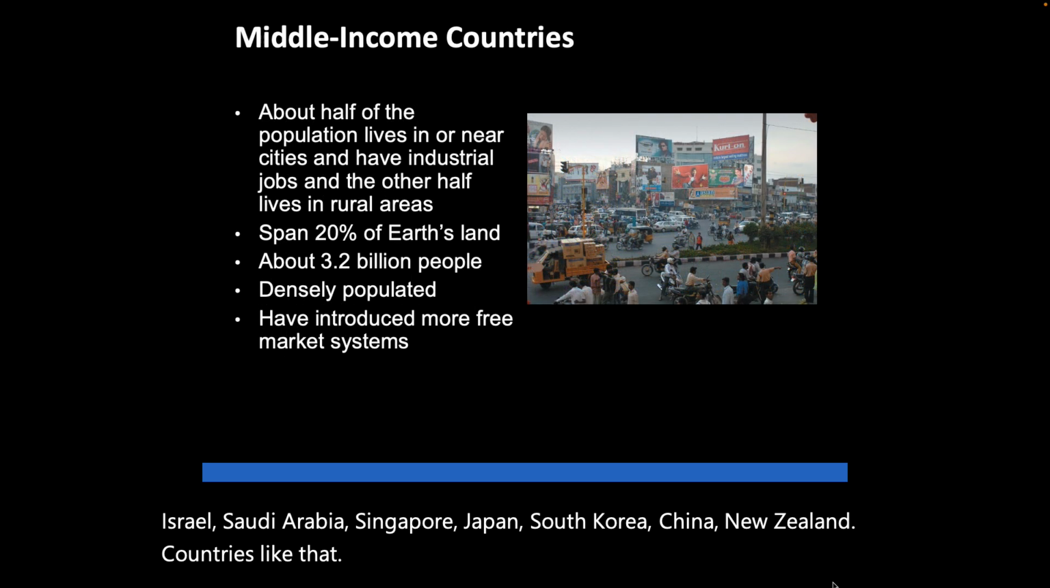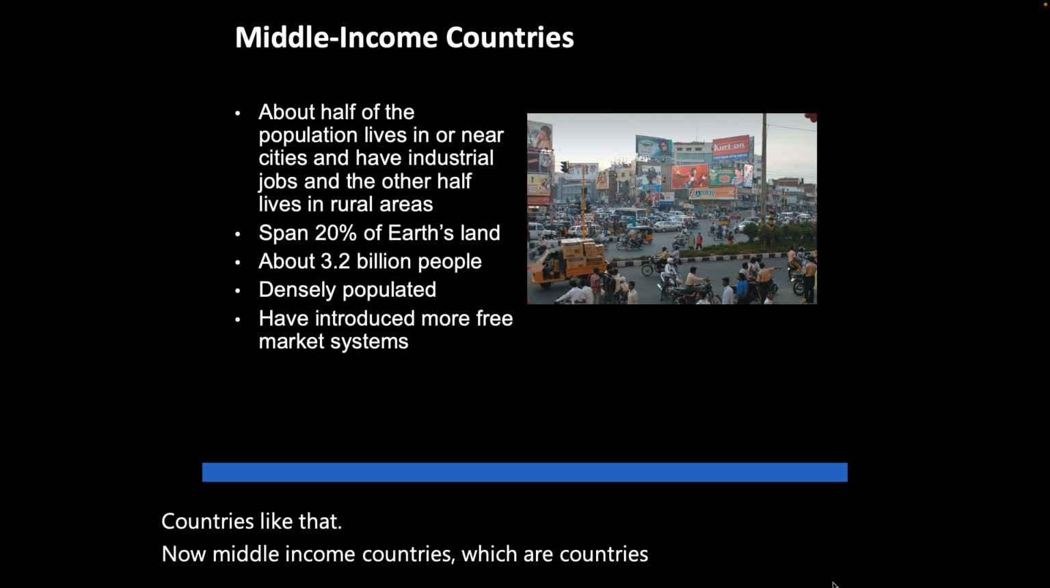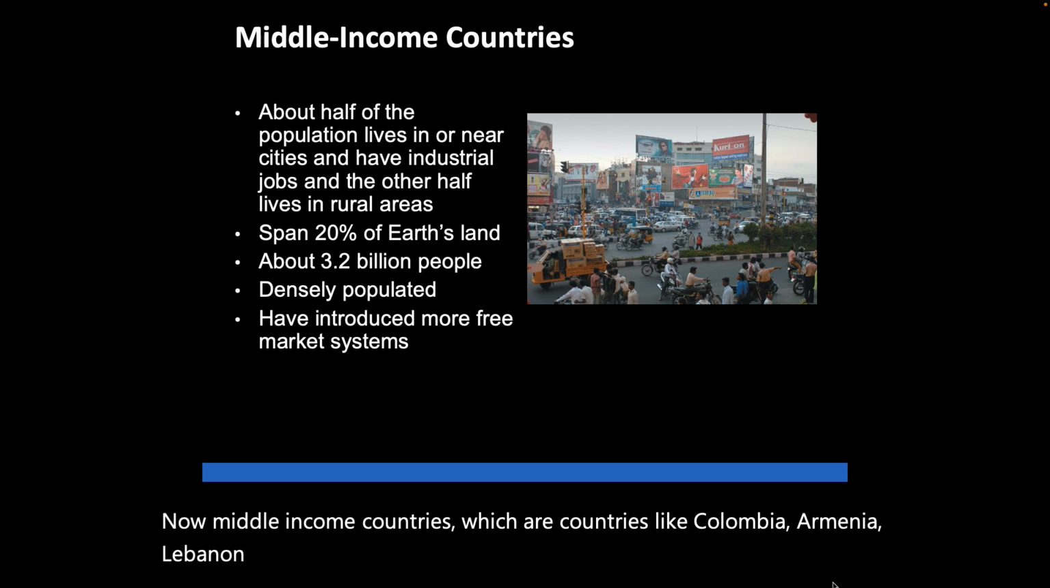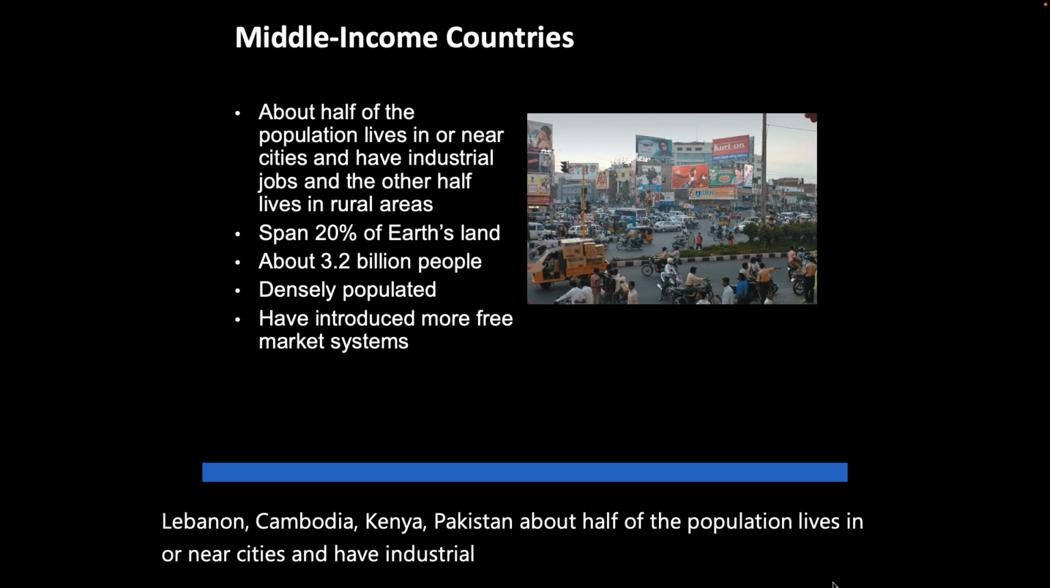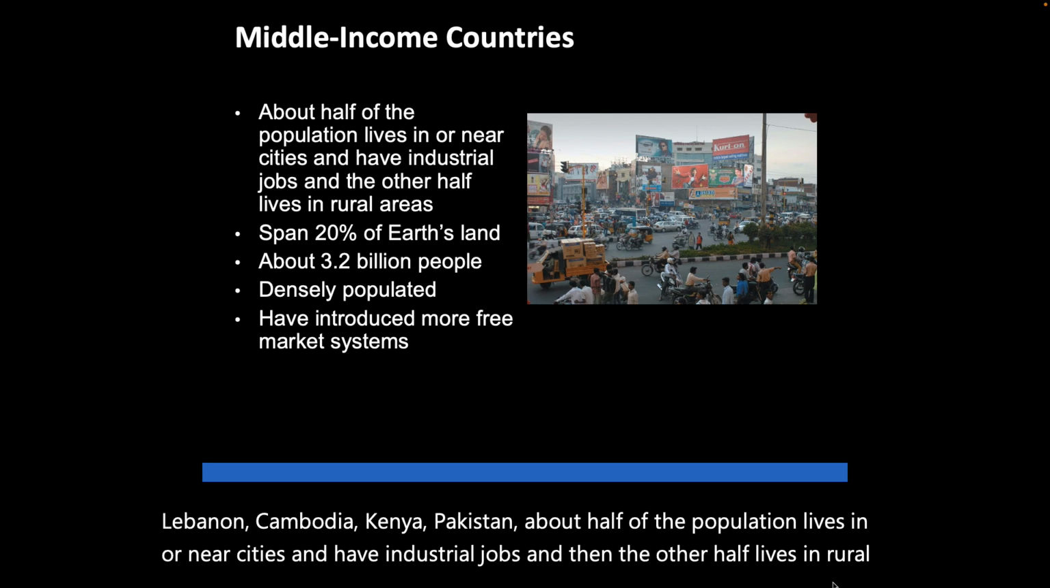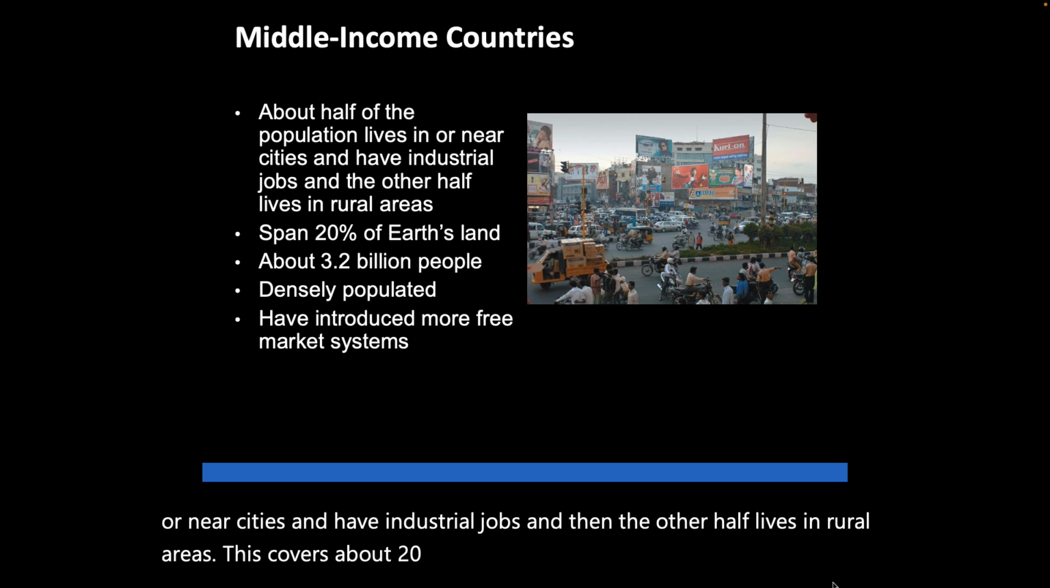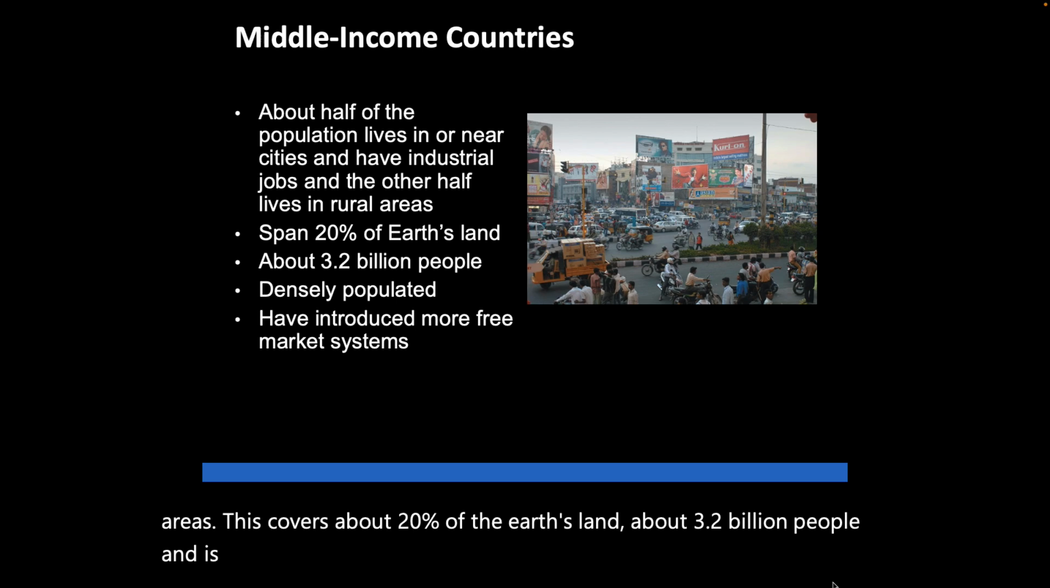Now, middle-income countries, which are countries like Colombia, Armenia, Lebanon, Cambodia, Kenya, Pakistan, about half of the population lives in or near cities and have industrial jobs, and the other half lives in rural areas. This covers about 20% of the Earth's land, about 3.2 billion people, and is very densely populated, and they have introduced more free market systems.